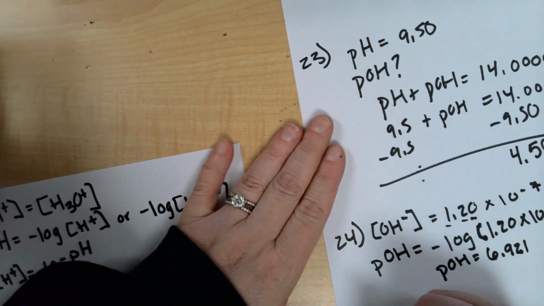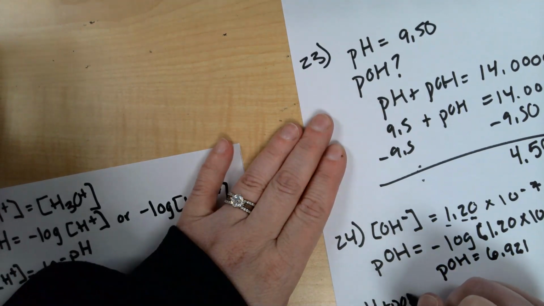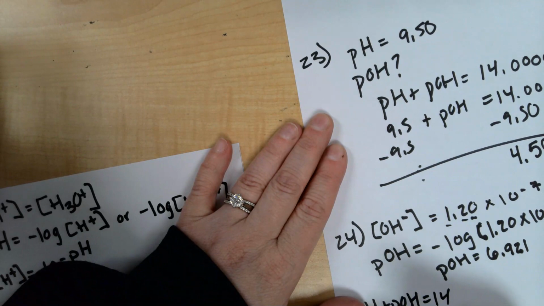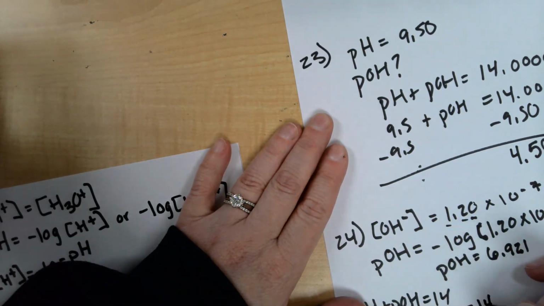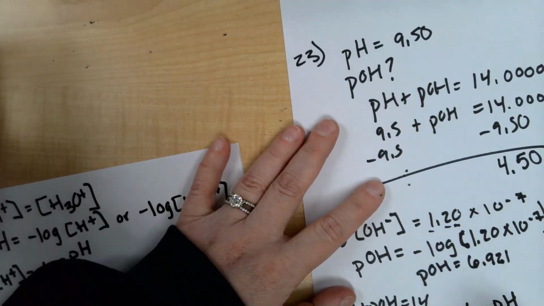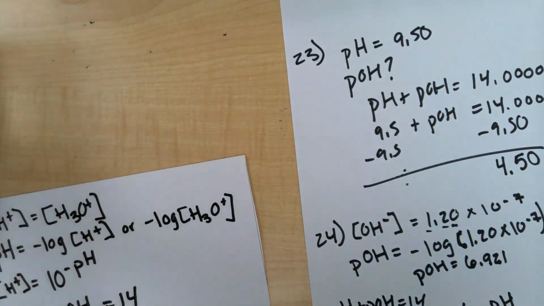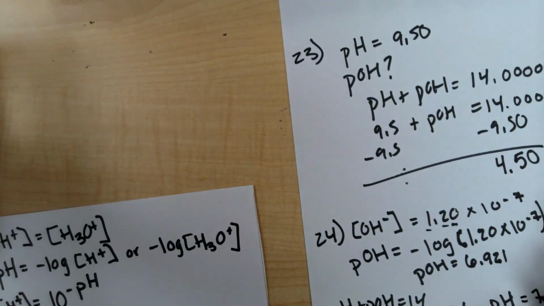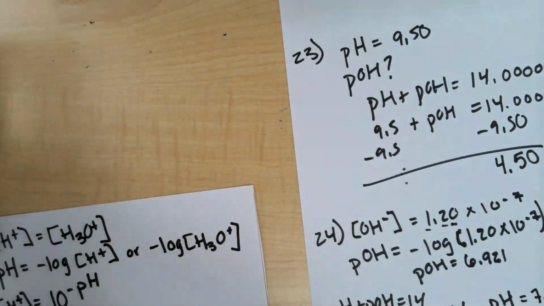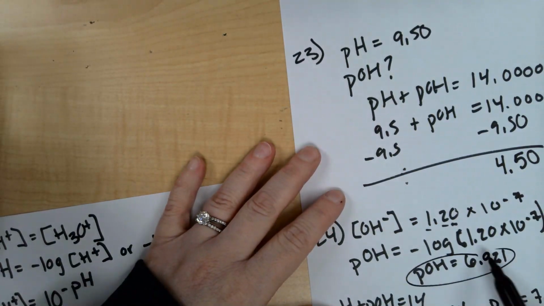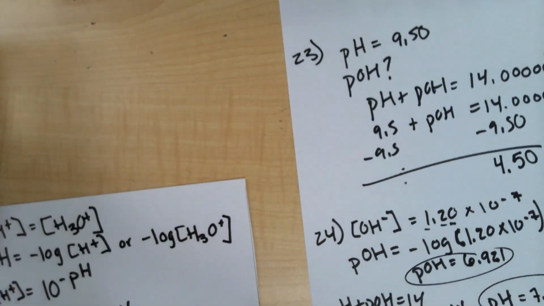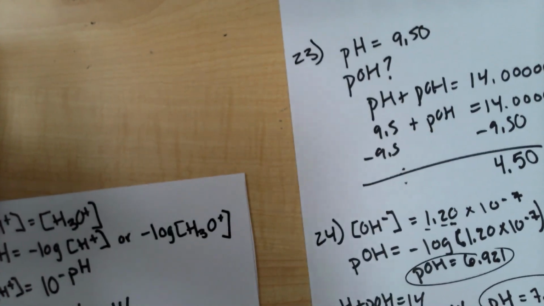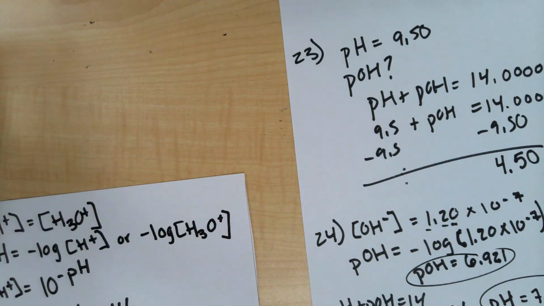But then what's the pH? Well, I know the pH plus the pOH will always equal 14. So the pH plus 6.921 will always equal 14. So we can solve for the pH by just doing 14 minus 6.921. I get 3 sig figs after the decimal here, right, which would be this right here. So here's the pOH it's asking for. Here's the pH it's asking for. And that should give us the correct answer.